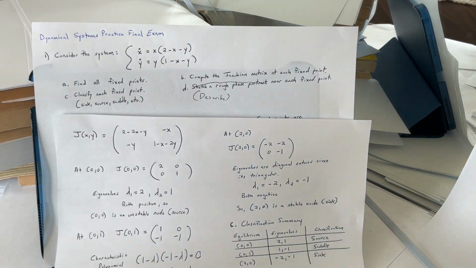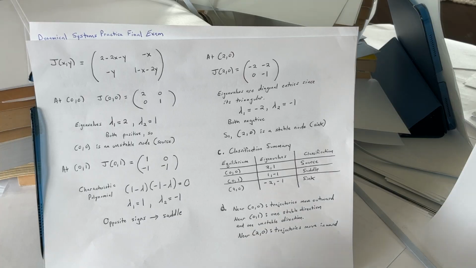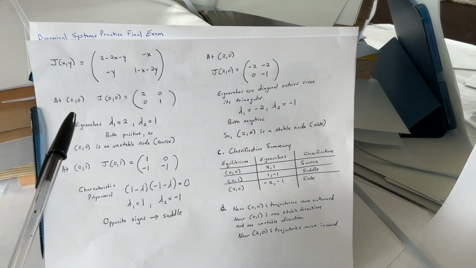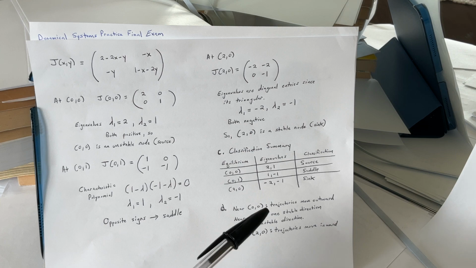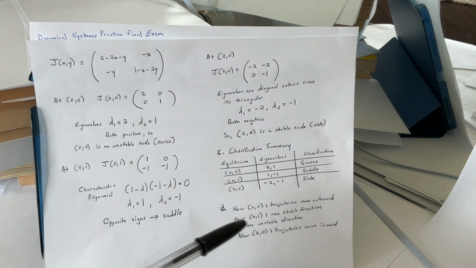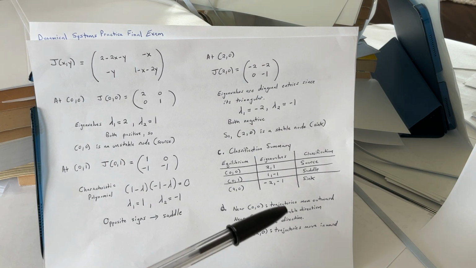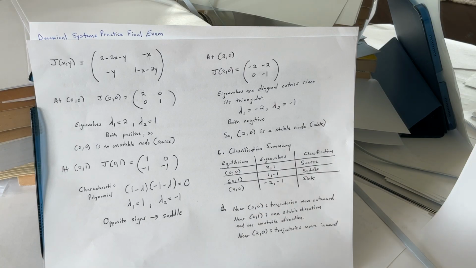And now letter D. For this, we're going to describe what happens near each fixed point. This is important. So near (0, 0), think about what's happening. Near (0, 0), that's your unstable node, your source, so trajectories in this situation are moving outward. If we go to (0, 1), that's technically one stable direction and one unstable direction. We have a saddle there.